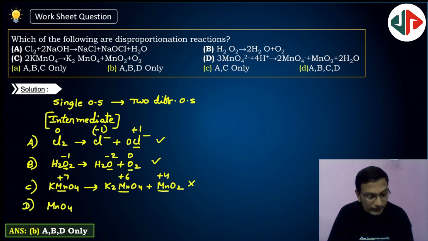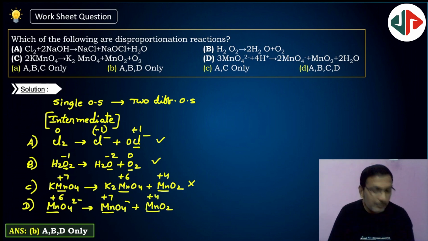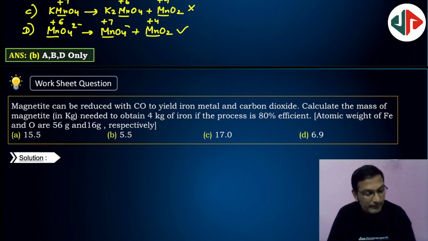MnO4 2 minus, which is plus 6, changes to MnO4 minus, that is plus 7, plus MnO2, which is plus 4. So plus 6 to plus 7 is oxidation, plus 6 to plus 4 is reduction. Both are happening here. So therefore A, B, D are disproportionation. Therefore option B. Next question.